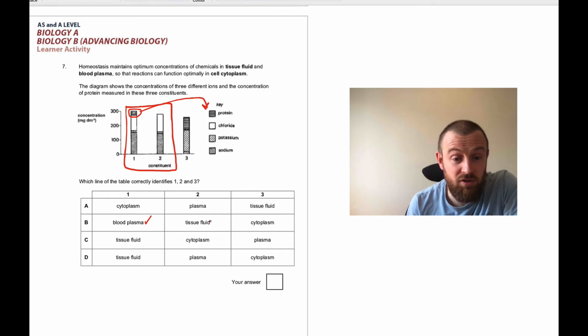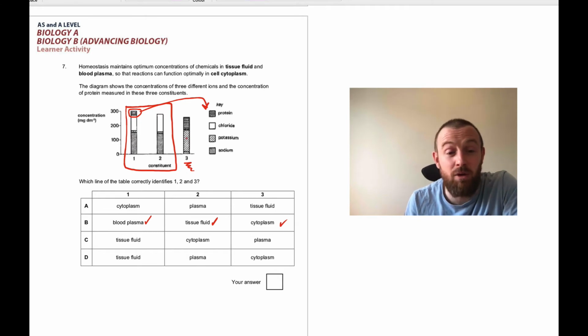2 has got to be the tissue fluid, which is just sort of leaked out, but to take away the protein. And cytoplasm is the one which is quite different, 3. Remember, the cytoplasm, just going deeper into this for a second, the action of the sodium-potassium pump pumps sodium out of the cell and pumps potassium in. So that's why there's quite a lot of potassium inside the cell. This is the sodium-potassium pump there. So the answer is B.